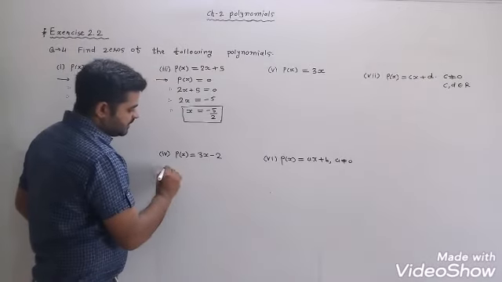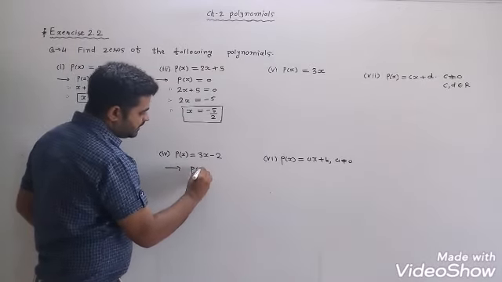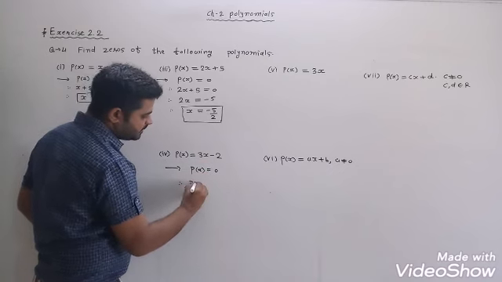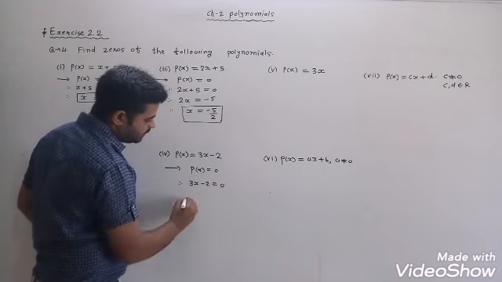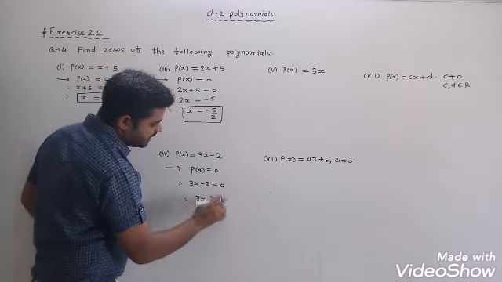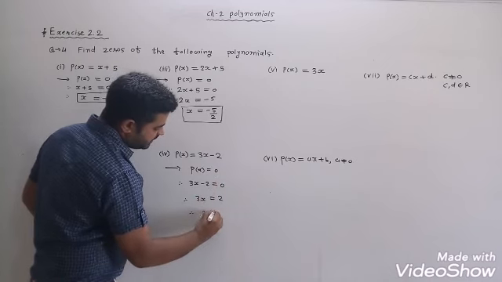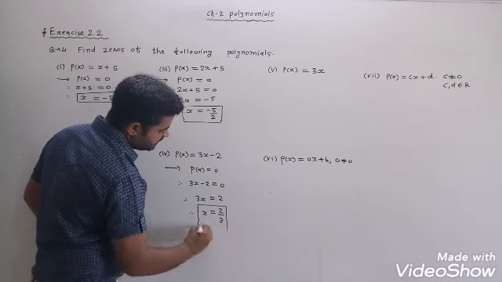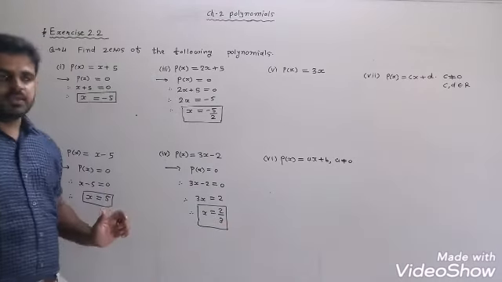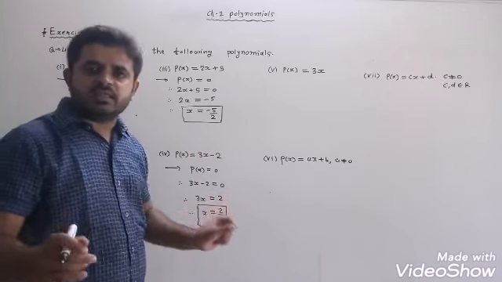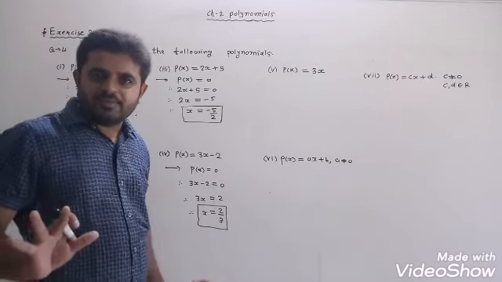Now the fourth question, the first step is to take p of x equal to 0. The value of p of x is 3x minus 2, equal to 0. 3x as the subject, then minus 2 becomes plus 2, and x is equal to 2 by 3. It is the answer. So it is an easy sum because it is a linear polynomial.